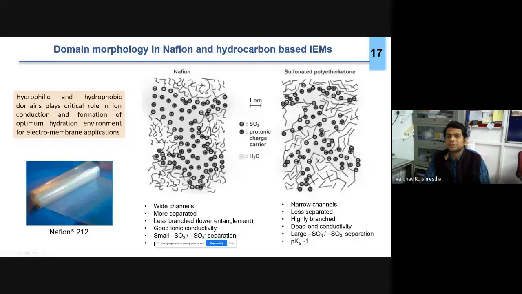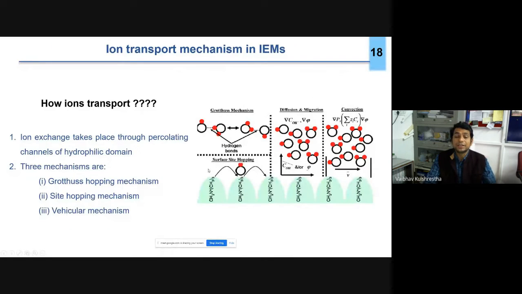And another picture is the sulfonated polyether ketone, which is basically a hydrocarbon-based membrane. Here the channels present in this membrane are narrow and less separated. The membrane is highly branched, and lower conductivity is produced here. Obviously, a large number of functional groups are present here, but the membrane is not as good as Nafion, because Nafion basically has a fluorinated backbone, which gives it extra mechanical stability.